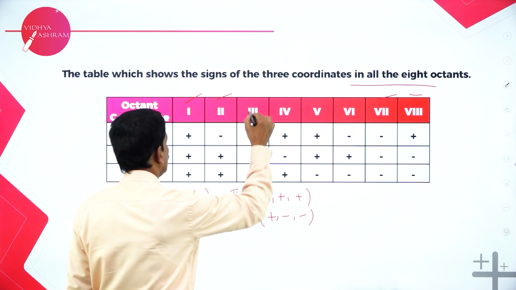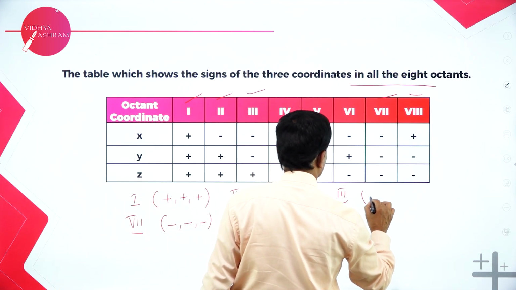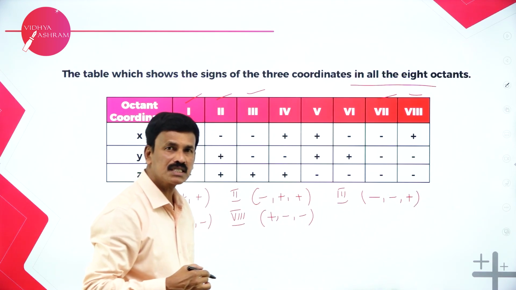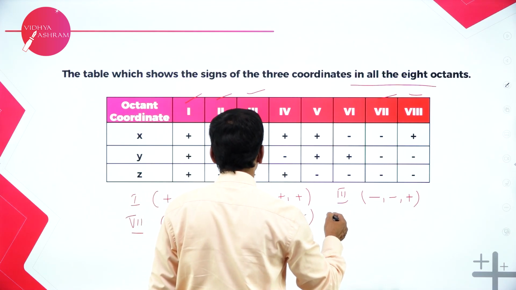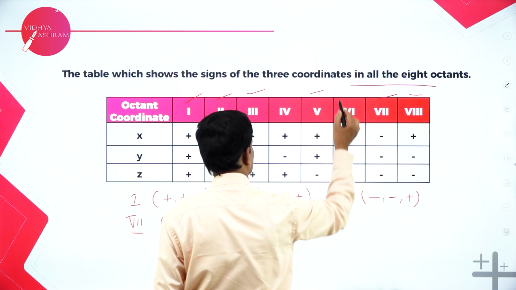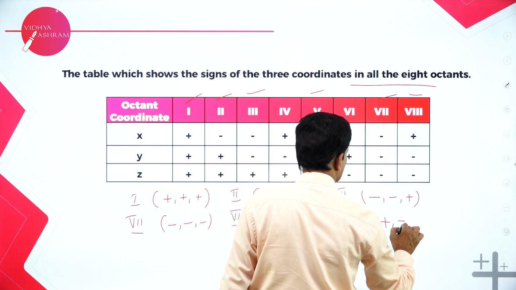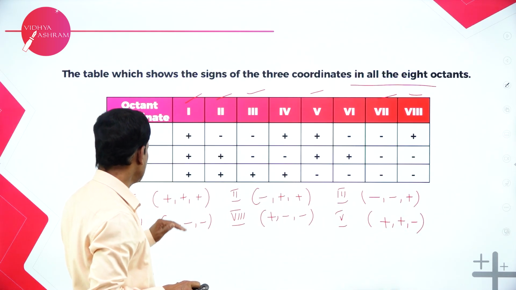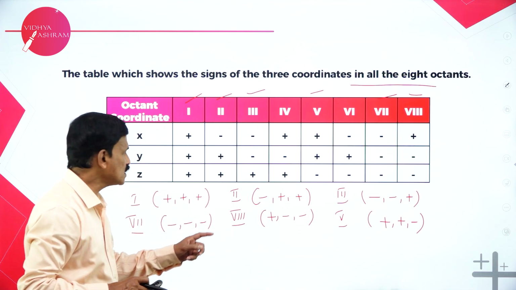Now, move on to the third octant. In the third octant, we have negative, negative and positive. That means x is negative, y is negative, z is positive. This is quite opposite to positive, positive and negative, which is the fifth octant. In the fifth, we have plus, plus and minus. So, first octant plus, plus, plus, whereas in the seventh octant minus, minus, minus.